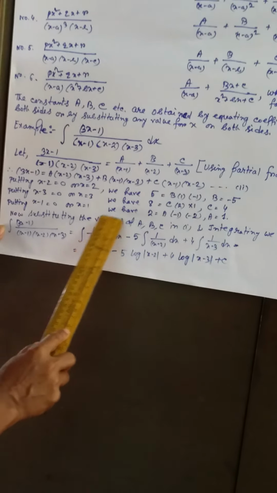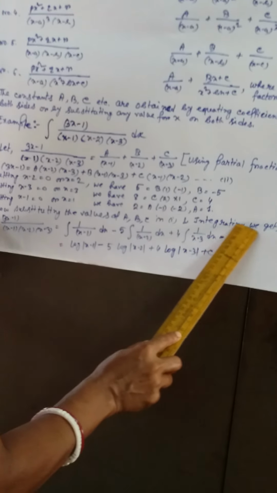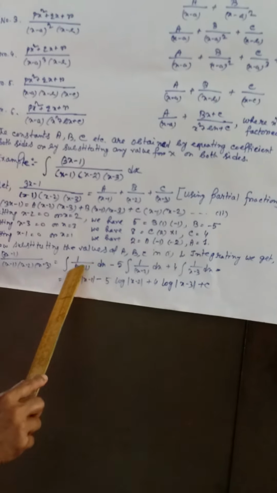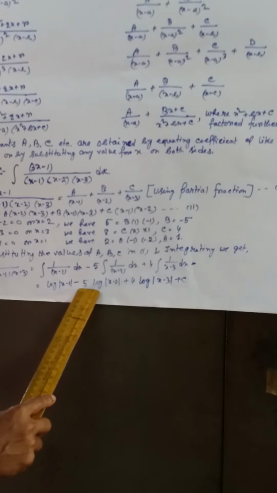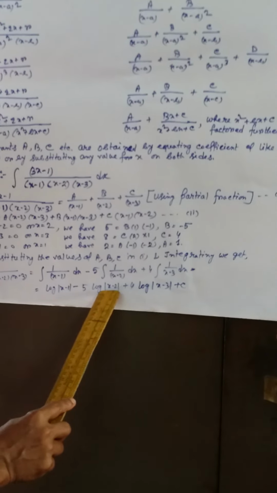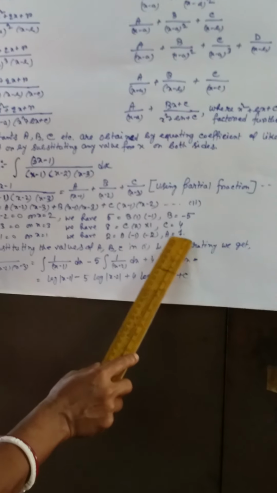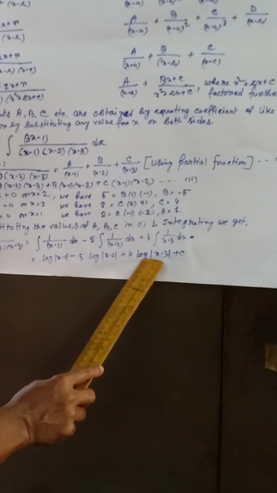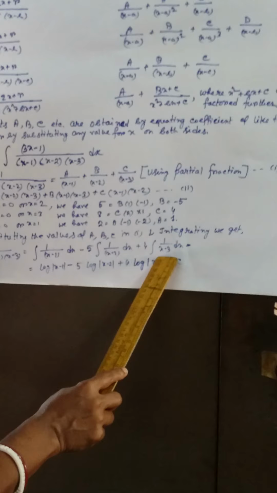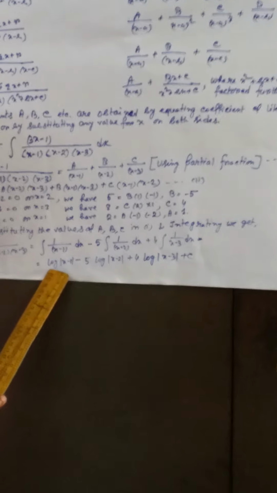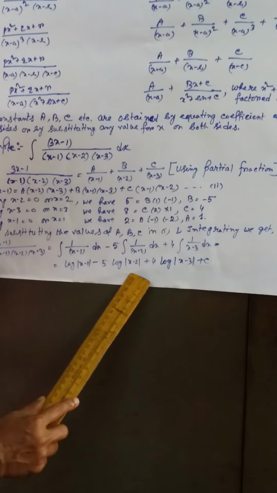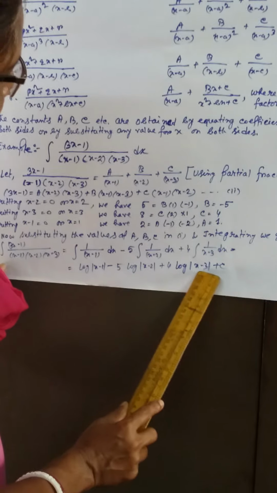Now substituting the values of A, B, C in number 1 and integrating, we get the integration of 1/(x - 1) dx, because A equals 1, so this is log|x - 1|. Now B is -5, so -5 times the integration of 1/(x - 2), which is log|x - 2|, and C is 4, so 4 log|x - 3|, the integration of 1/(x - 3). So after calculating and integrating, we get the result log|x - 1| - 5 log|x - 2| + 4 log|x - 3| + C.